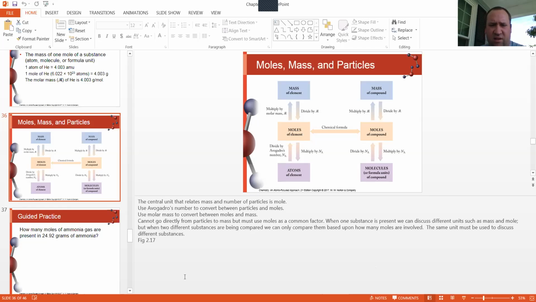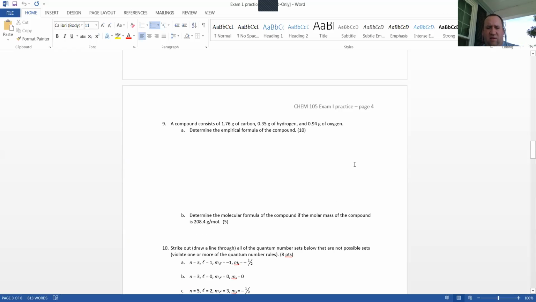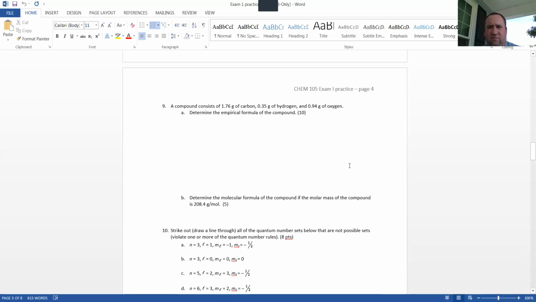Okay. Look at chart. The compound consists of... determine the empirical one. I got that one. Determine the molecular formula of the compound. I got that because that's in with the empirical slides.